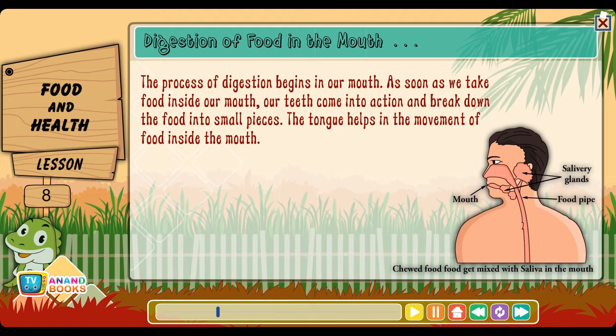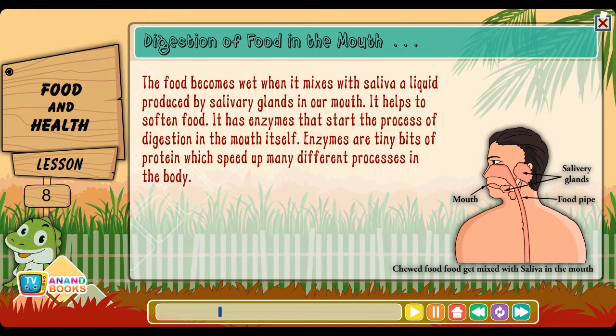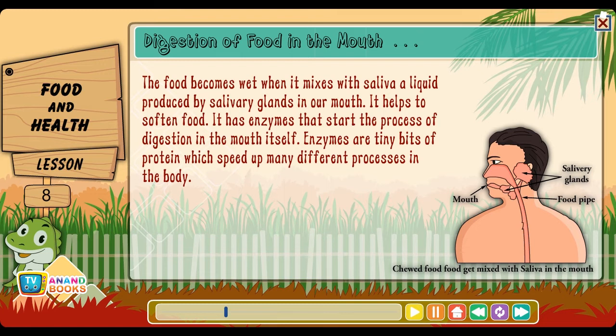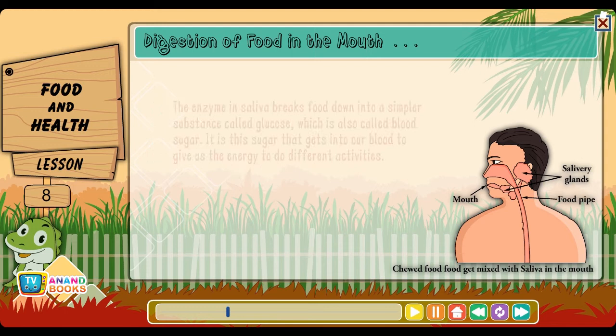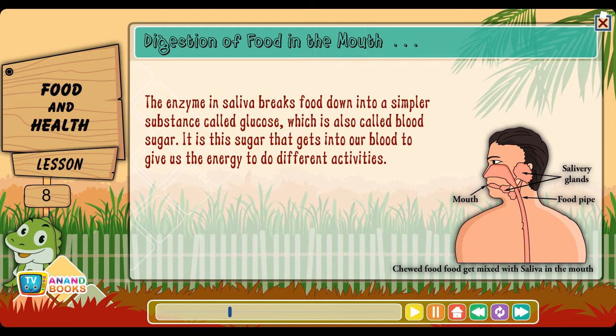The food becomes wet when it mixes with saliva, a liquid produced by salivary glands in our mouth. It helps to soften food. It has enzymes that start the process of digestion in the mouth itself. Enzymes are tiny bits of protein which speed up many different processes in the body. The enzyme in saliva breaks food down into a simpler substance called glucose, which is also called blood sugar. It is this sugar that gets into our blood to give us the energy to do different activities.